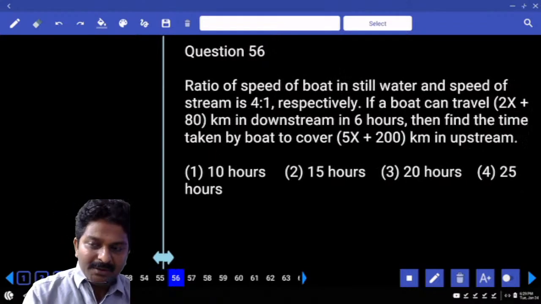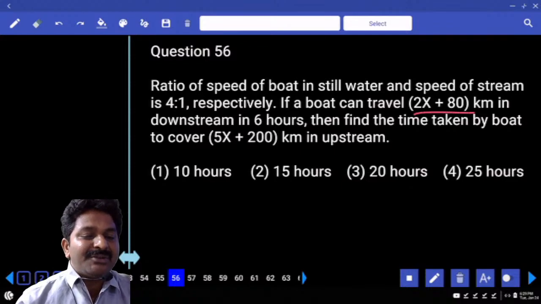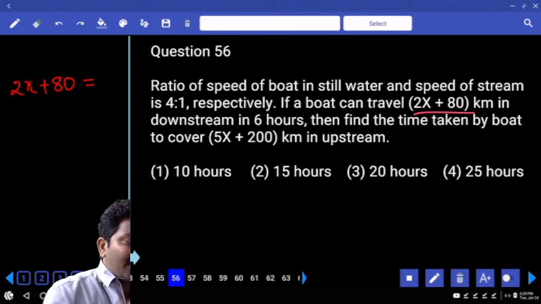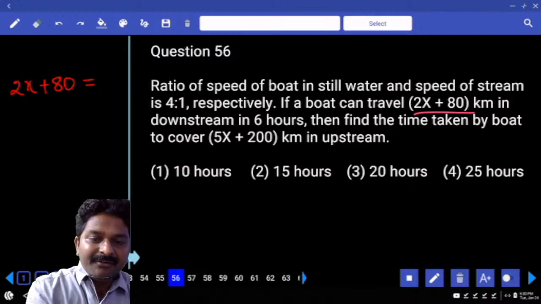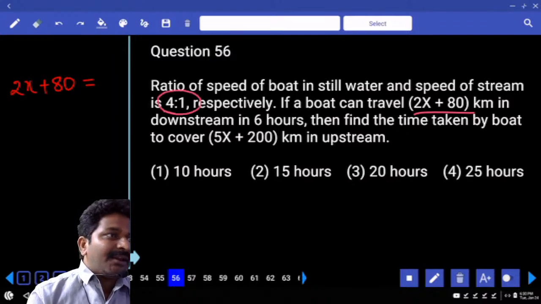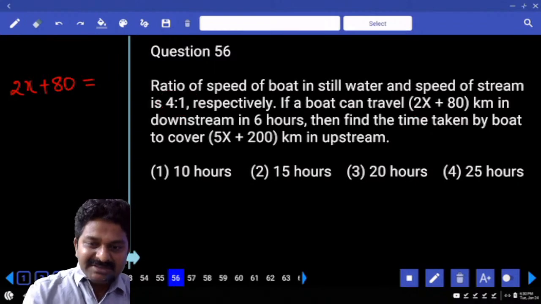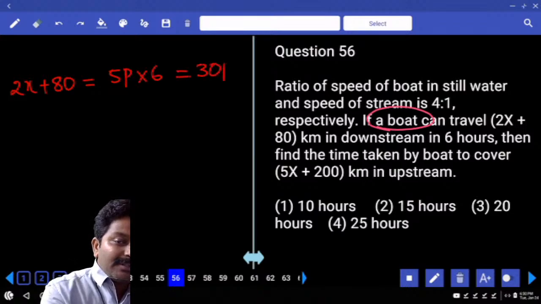Okay. So now observe the distance here. 2x plus 80 kilometers covered in which stream? So we can write 2x plus 80, distance covered downstream, is equal to downstream speed multiplied by its time only. If boat speed and stream speed are in the ratio 4:1, then downstream speed is equal to 5 parts. And how much time is it taking? So we can write it as 5 parts into 6, which is equal to 30 parts.